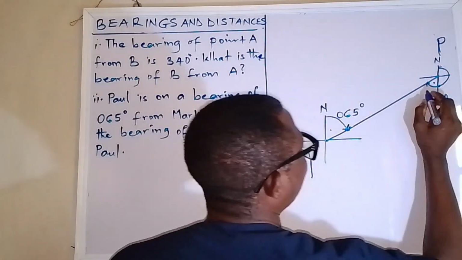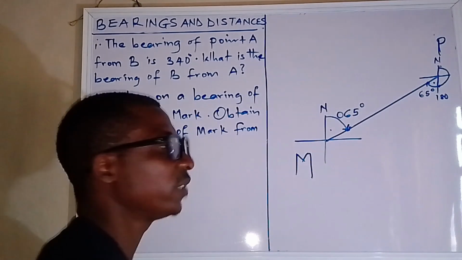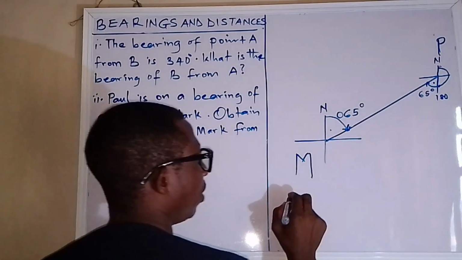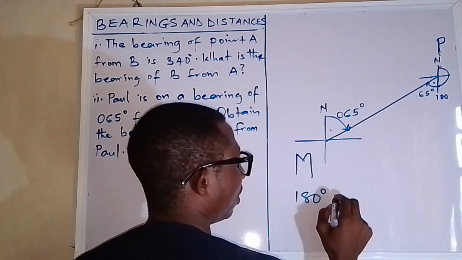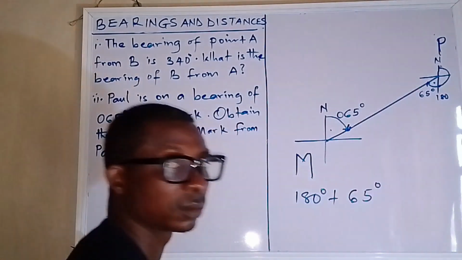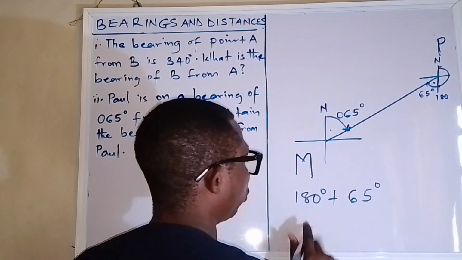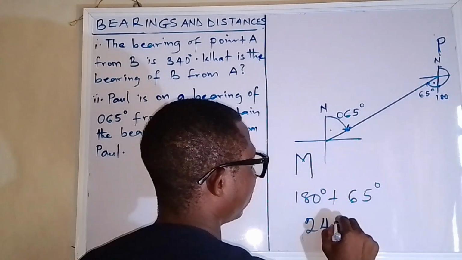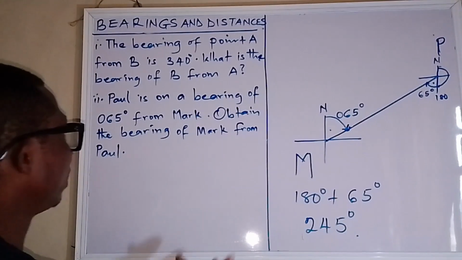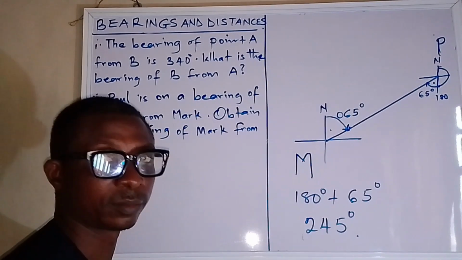So the angle here and the angle here are equal. So that means this place is going to be 65 degrees. So now the bearing of Mark from Paul will be 180 degrees plus 65 degrees. And that is going to give us 245 degrees. That is the bearing of Mark from Paul.